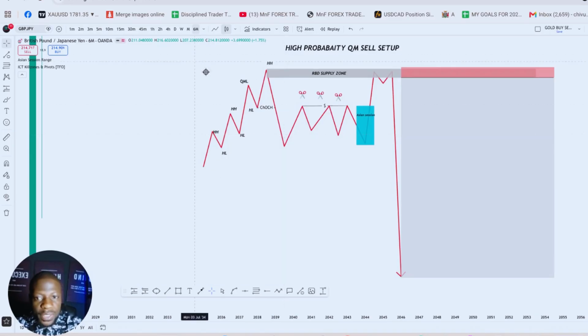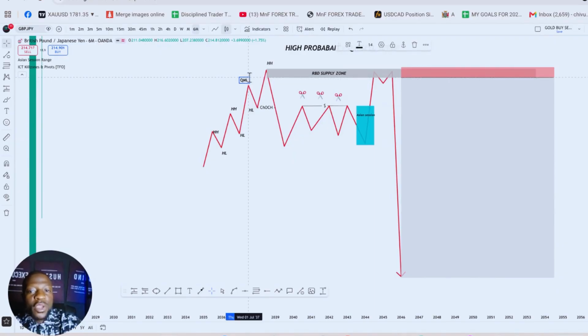It's very, very important. One thing also that you have to note: sometimes the market won't give you the QM right here. Sometimes the market will just give you a rally, base and a drop, and that's okay. So once you have the QML, a higher high and a break of structure, then the first part of this stage is done.